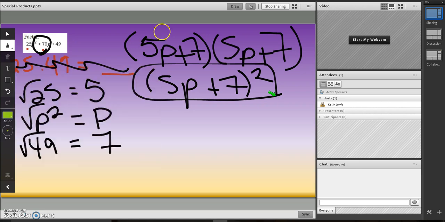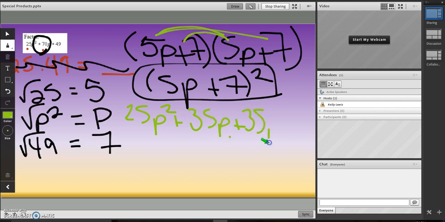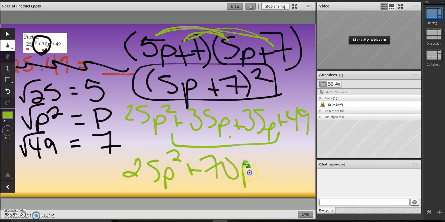Let's FOIL it. 5 times 5 is 25. P times p is p squared. 5 times 7, 35p. 7 times 5, 35p. 7 times 7, 49. All right, add the like terms. So we get 25p squared plus 70p plus 49. So when we see a perfect square in the beginning and the end, we can do this little trick.